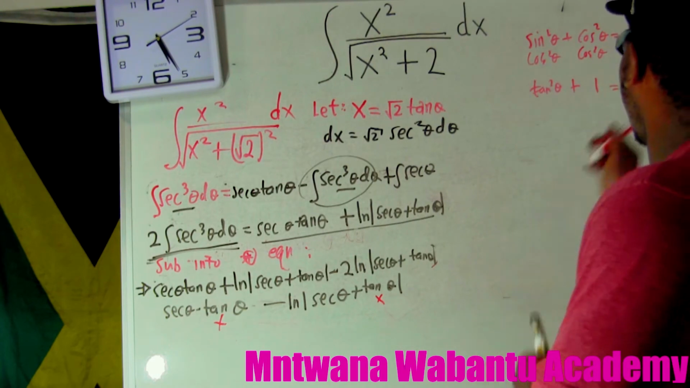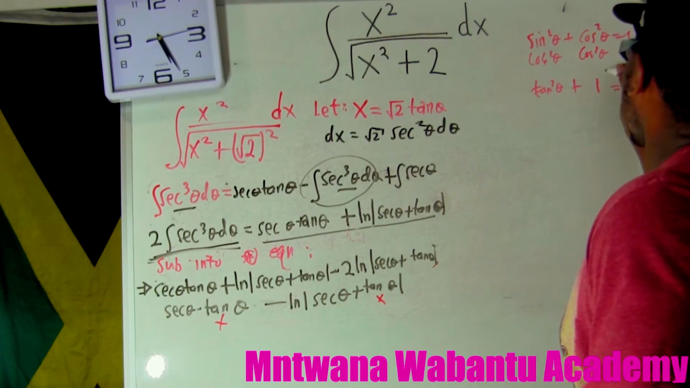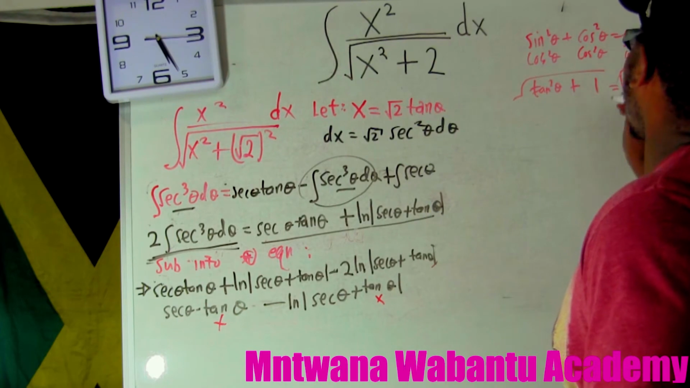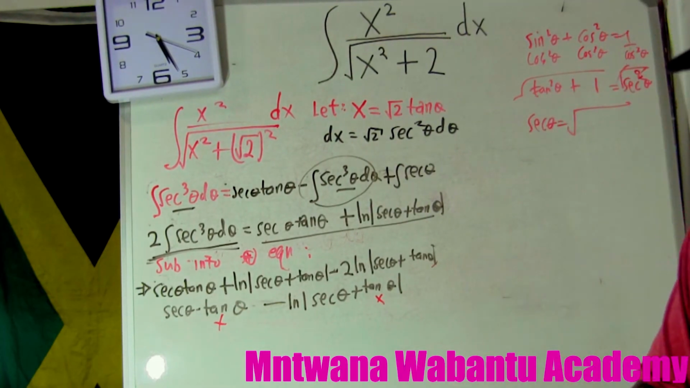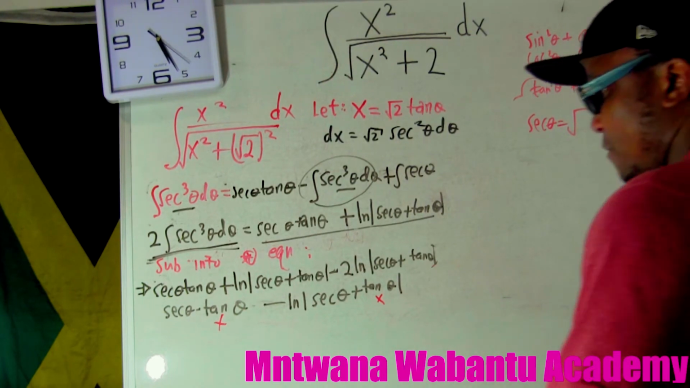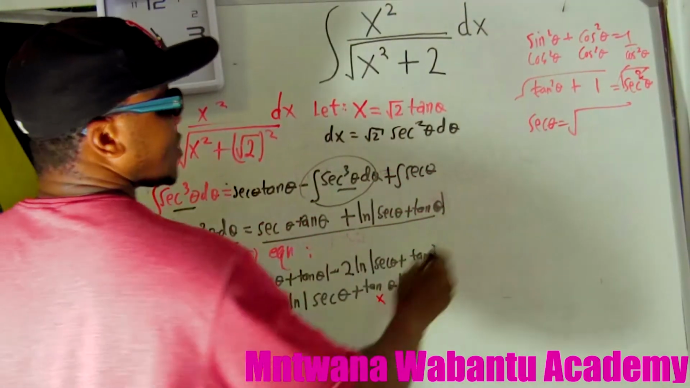So sec equal to, I can just remove the square, right? So square root and square root, this and this cancel. So sec equal to square root of tan square plus 1, because I have my tan already. So equal to tan square plus 1.